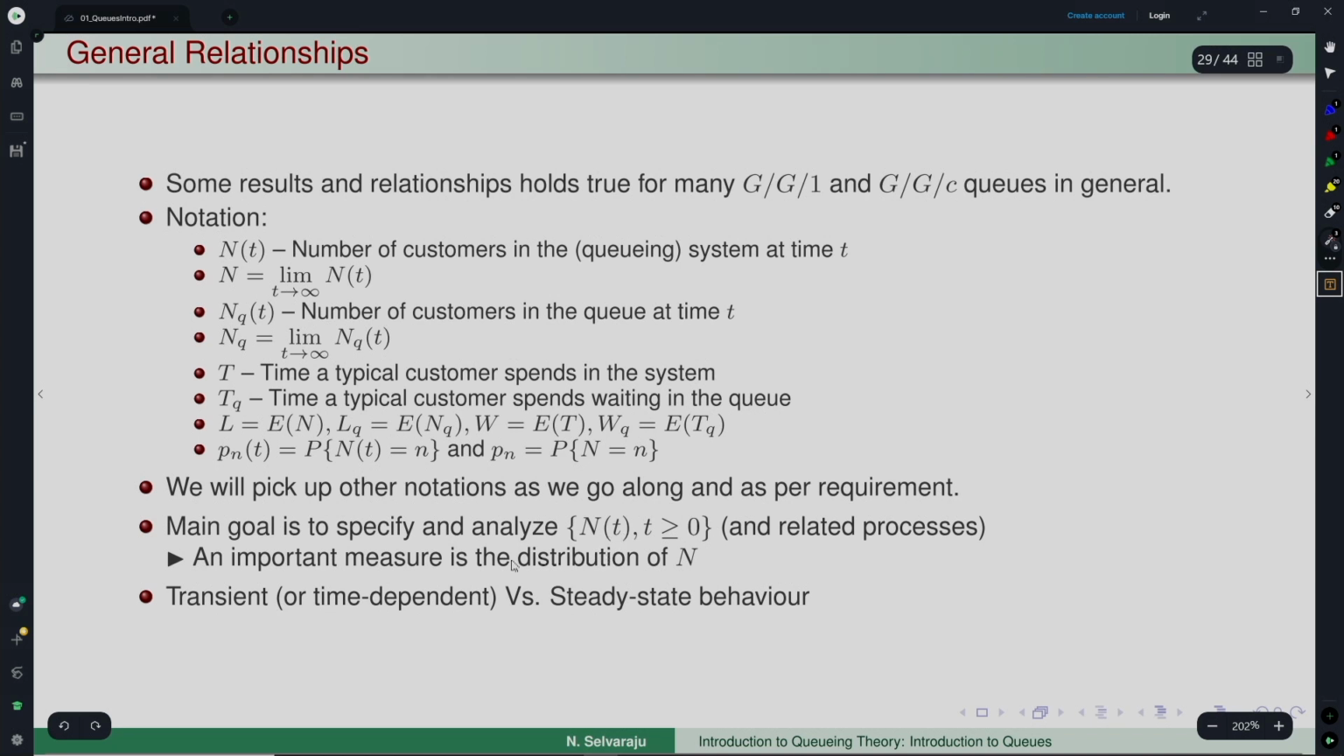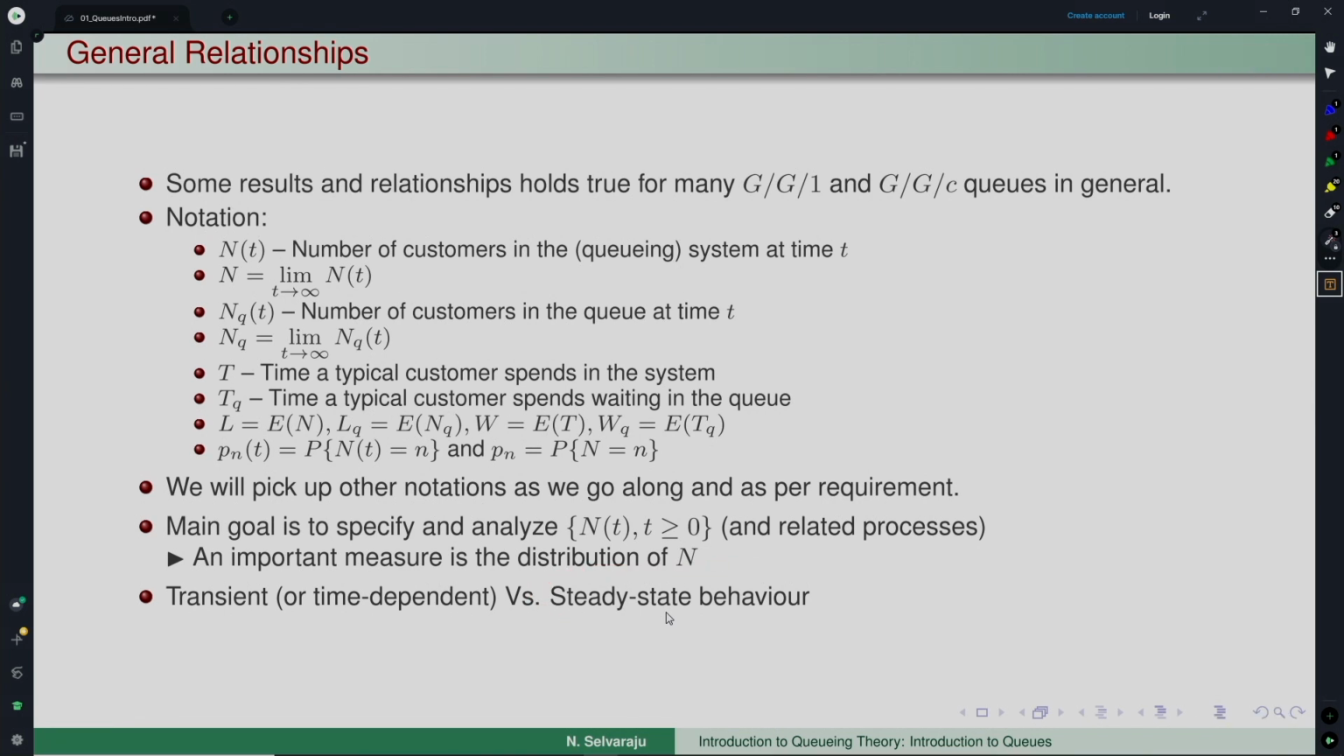So, what one looks at is the distribution of N, its limiting behavior, which means that rather than working with p_n(t), you try to get p_n. If you are able to get this p_n(t), that is what is called the transient solution or time dependent solution, because there is a dependency on time t. And if you are getting this p_n, then that is what is referred to as a steady state solution or the equilibrium solution.